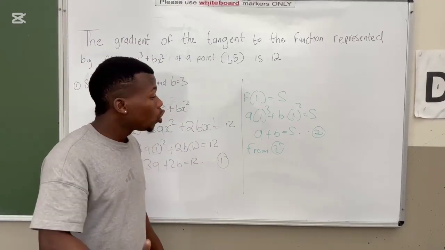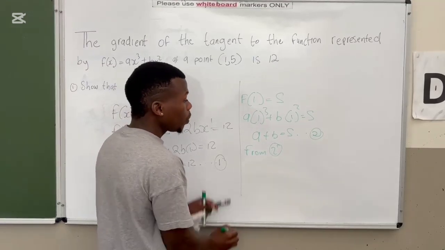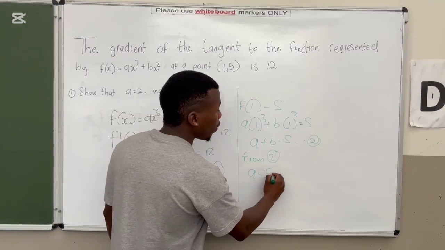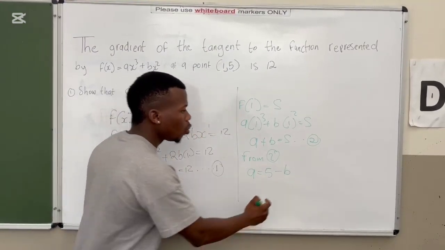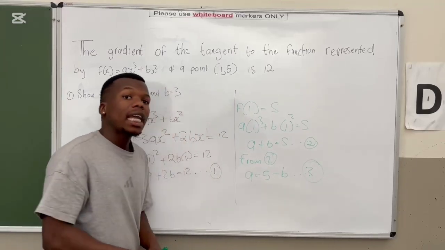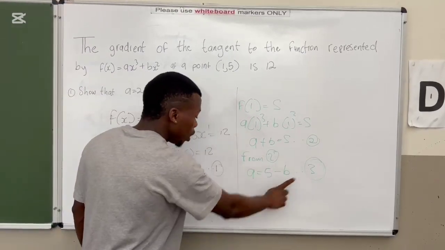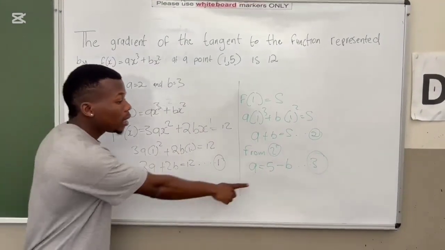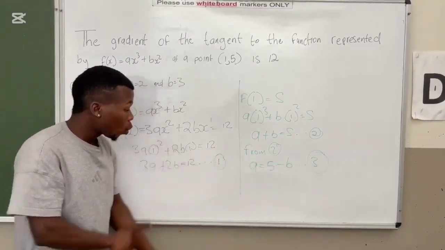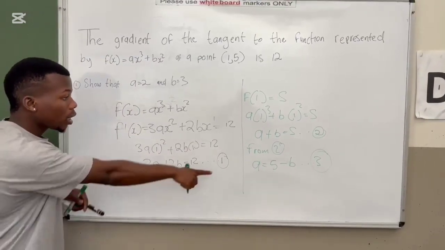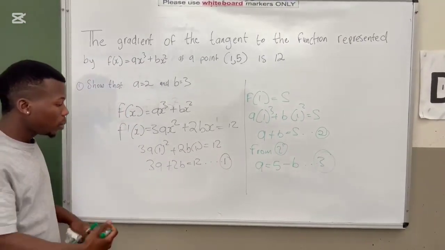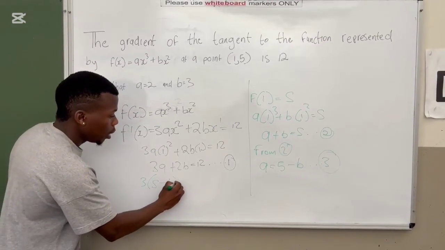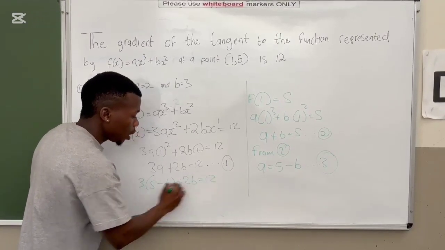Now let's make a the subject of the formula. It means I will have a, and transpose b to the other side. I'll be left with 5 minus b, and this is equation number 3. Then I'm going to substitute equation number 3 into equation number 1. It means where I see a, I will substitute 5 minus b. In other words, this is going to be 3 multiplied by (5 minus b) plus 2b equals 12.